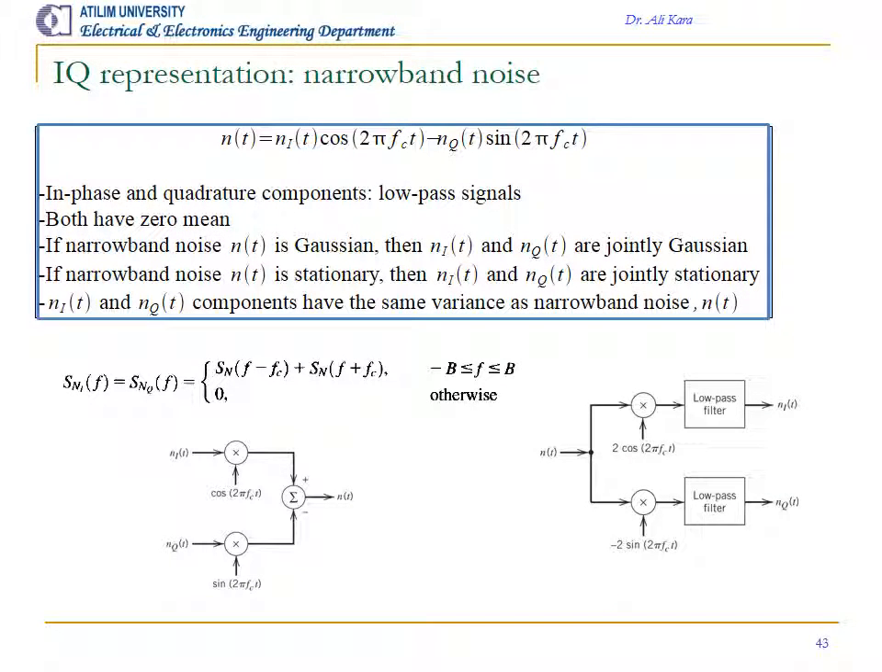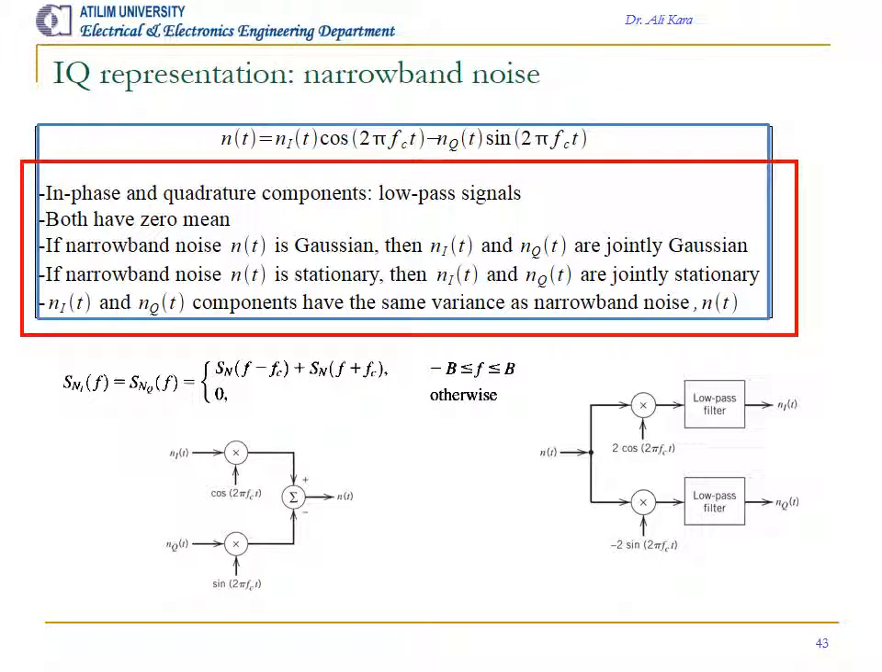IQ representation, narrow band noise. Take noise signal in IQ form. N of t is equal to nI of t cosine 2 pi fc t minus nQ of t sine 2 pi fc t. In-phase and quadrature components are low-pass signals. They both have zero mean.